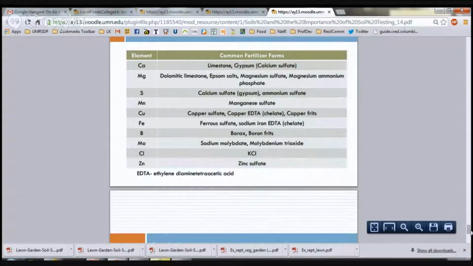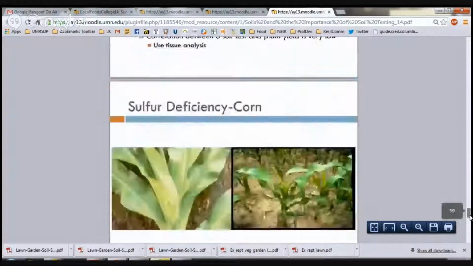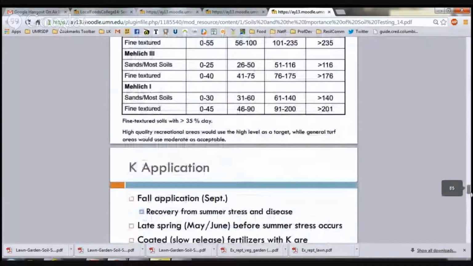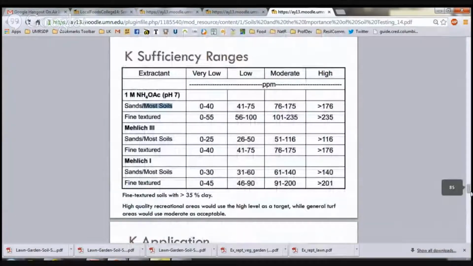Okay, so I thought what we'd do real quick is take a few questions and then pull up a soil test report and go through the interpretation of that. Okay, so a question here: our soil tested 300 plus for potassium. Is that too high? Okay, so let me go back to that one slide so we can have something to look at. Okay, so obviously it's high. The question is, is it too high?